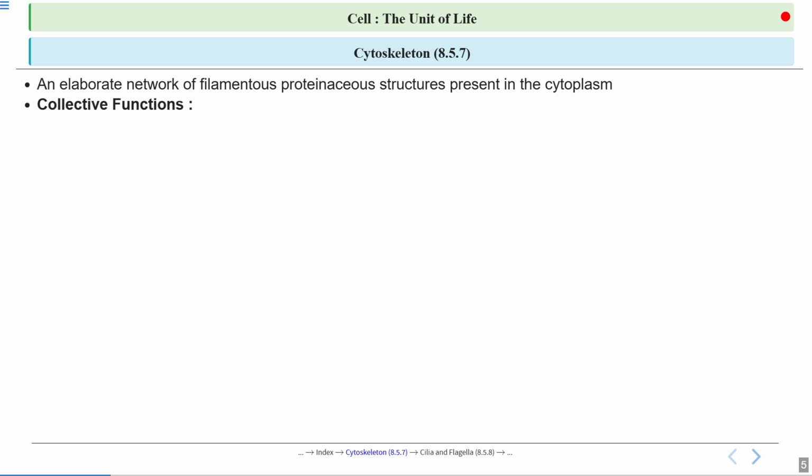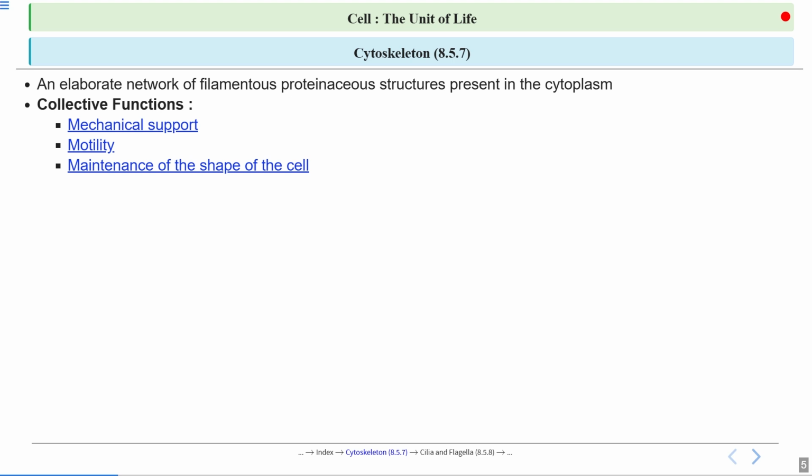Then what is the function of cytoskeleton? Cytoskeleton consists of three components, but here we are talking about the overall function of the cytoskeleton first. Then we'll talk about the individual functions of the components. First is mechanical support. It provides mechanical support to the cell. Then it helps in motility as well. It helps in the maintenance of the shape of the cell. So this is a very important point here. Cytoskeleton helps to maintain the shape of the cell.